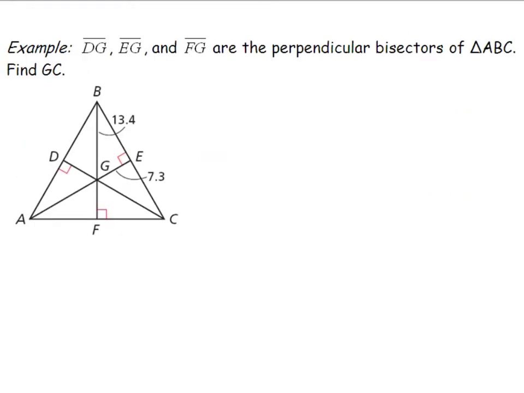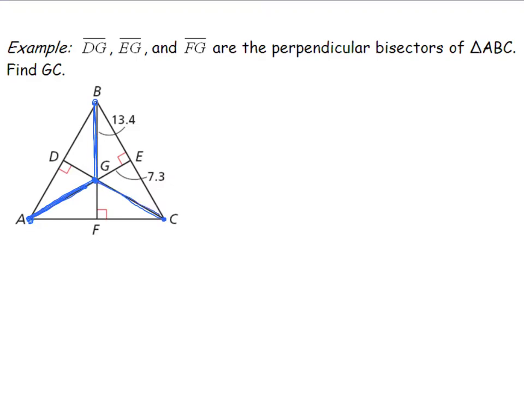So for the first example we're going to take a look at, we've got the triangle ABC. And in this triangle, they're telling me something very important: segments DG, EG, and FG are all perpendicular bisectors, meaning that point G is my circumcenter. And remember what I said about circumcenters. The circumcenter says that the distance from that circumcenter to the vertex is going to be the same distance no matter what vertex we're using. So AG, BG, and GC are all going to be the same.